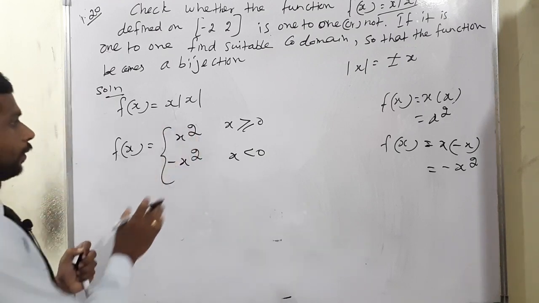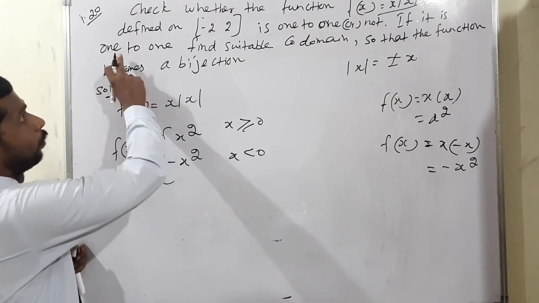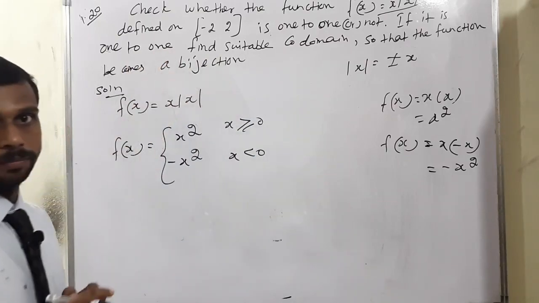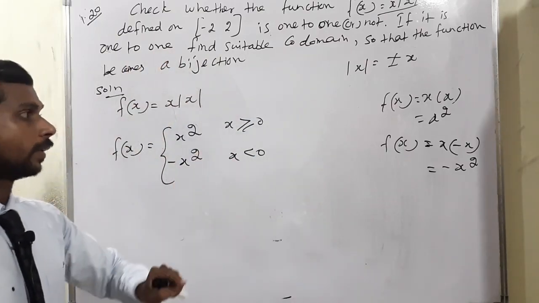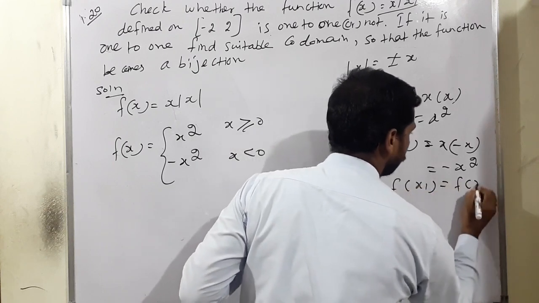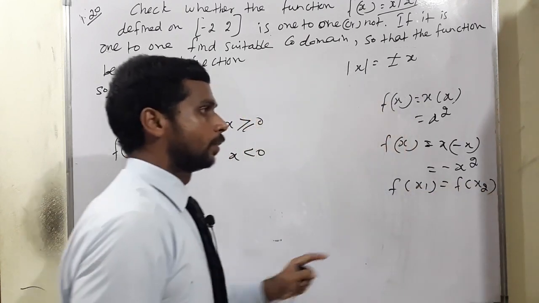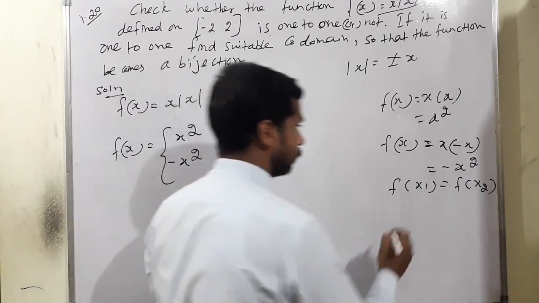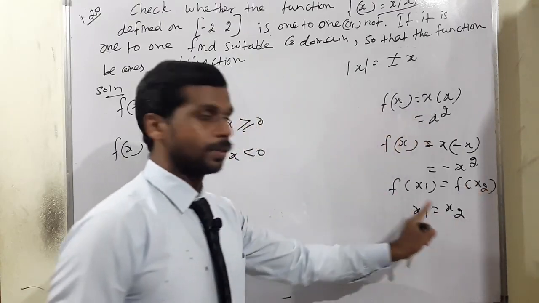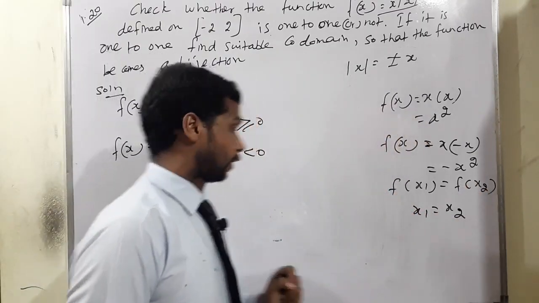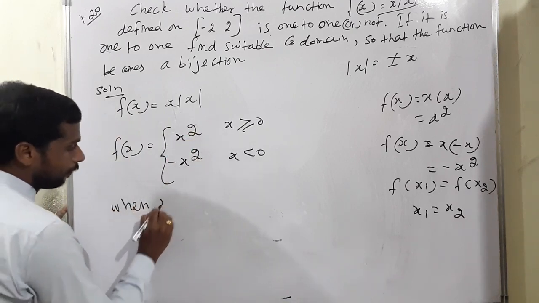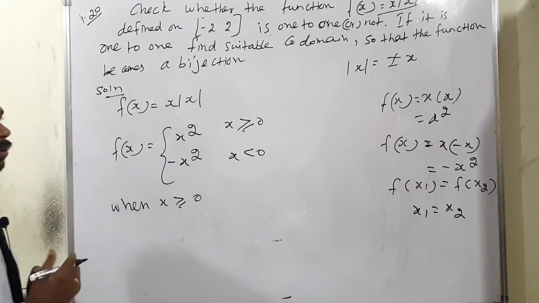Already we know, after applying the function, what we have to find out is whether it is a one-to-one function. What is the condition for a one-to-one function? f of x1 is equal to f of x2, which implies that if you have the result x1 is equal to x2, it is a one-to-one function. First I am moving to two different categories. The first category: when x is greater than or equal to 0.